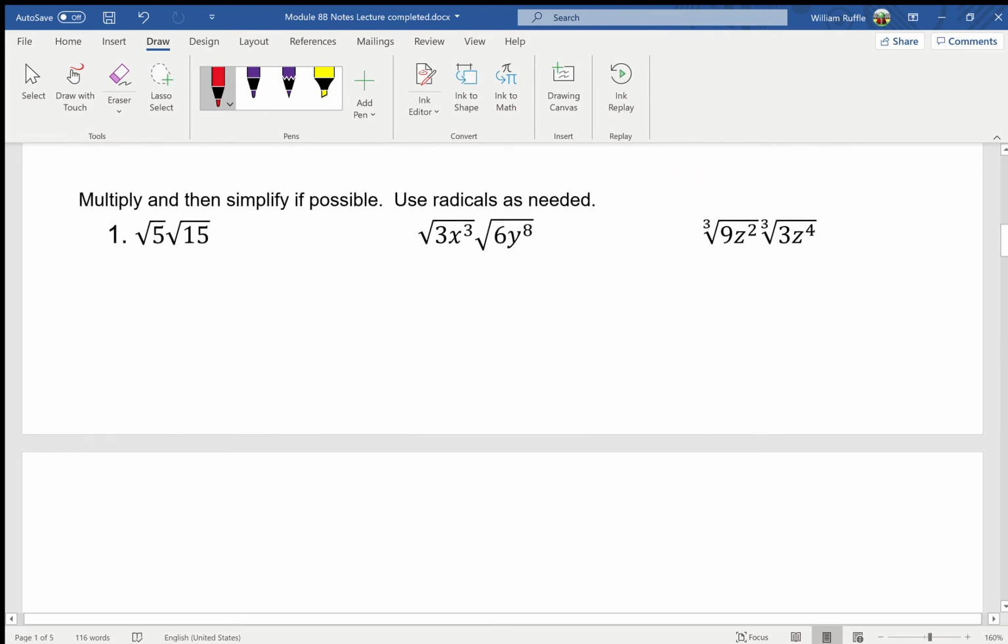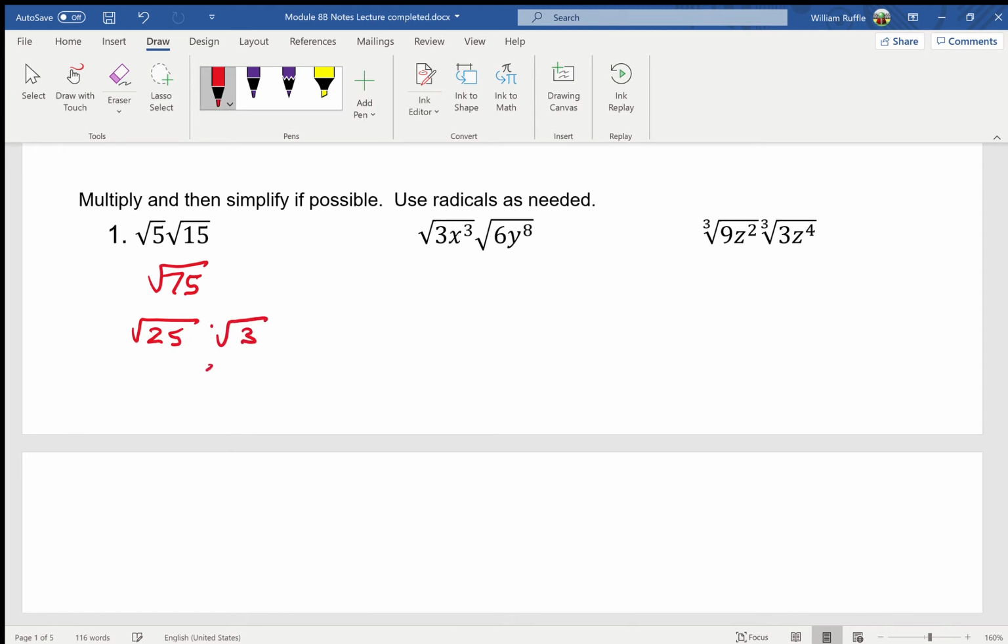All righty. Multiply and then simplify if possible. Lots of different ways of doing this. Some people, the calculator will do this one. Some people like to break it up a little and start thinking beforehand. Several ways. 5 times 15 is the square root of 75. And if you think about it, square root of 25 times the square root of 3, which is 5 radical 3. And that's how you would just look at that one.